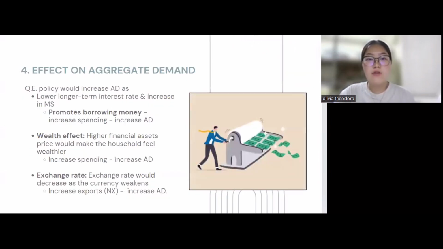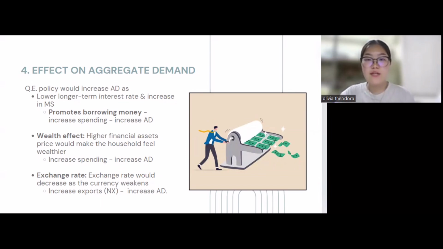And you may ask, how does quantitative easing policy increase aggregate demand? Quantitative easing policy would increase aggregate demand as the policy itself aims to lower the longer-term interest rate and increase the money supply, which promotes borrowing money. As it promotes borrowing, consumers or households would have more money and spend more instead of just saving it.